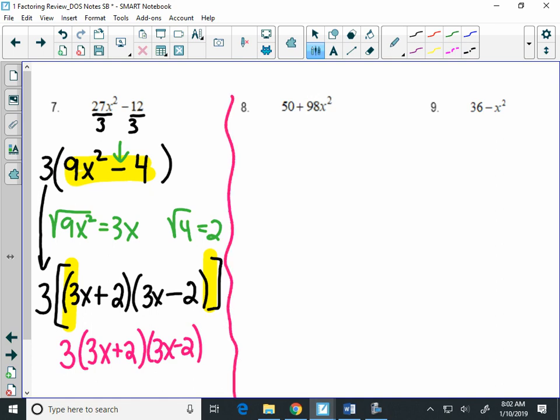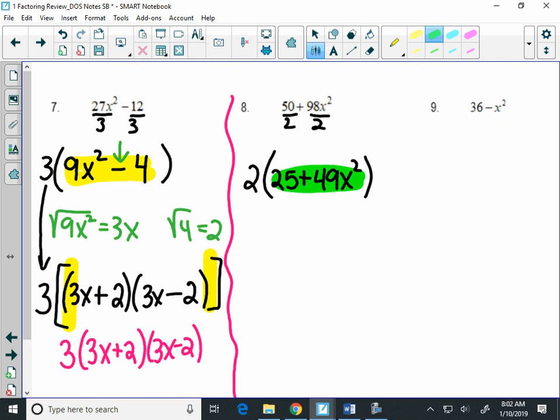All right, 50 plus 98x squared. So I first look for a GCF, 50 and 98. I think 2 goes into both, so let's try dividing by 2 to see if that'll work out. I'll divide a 2 out, which will give me 25 plus 49x squared. That did work. All right, now I look and decide, can I factor what's in the parentheses anymore?